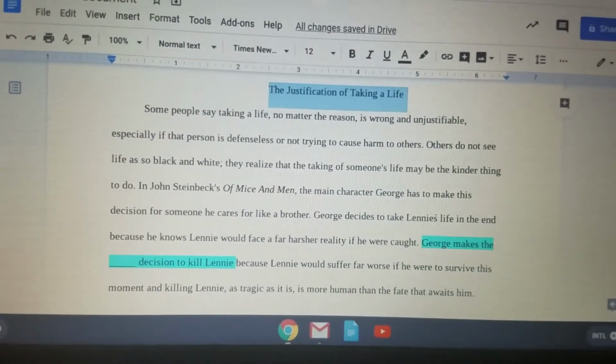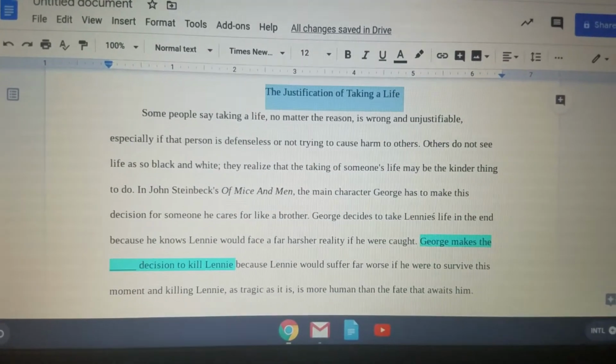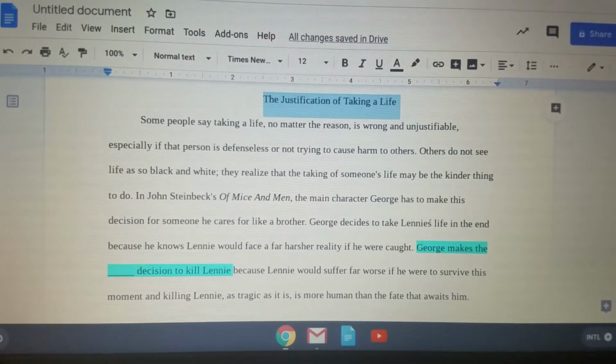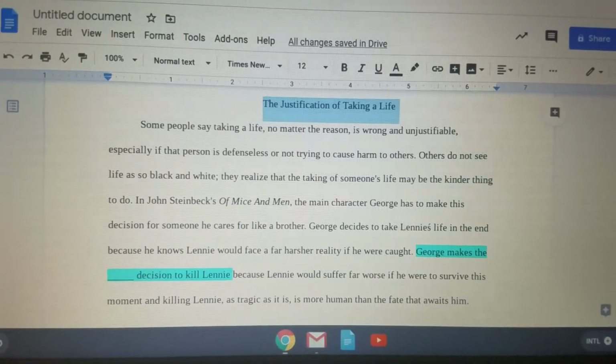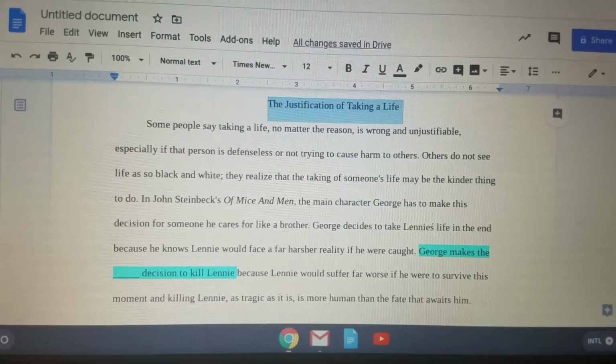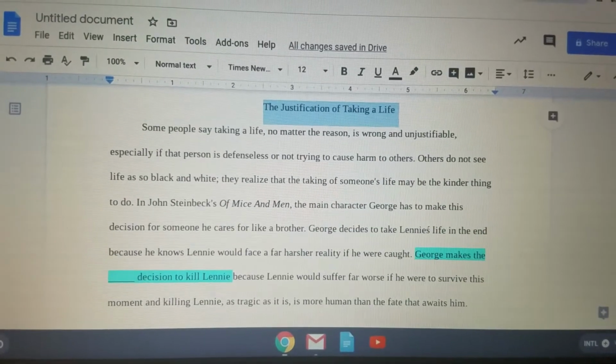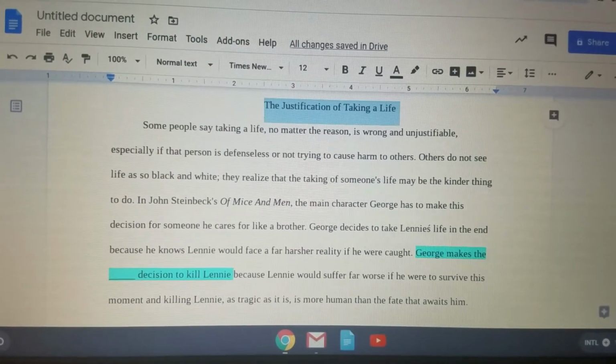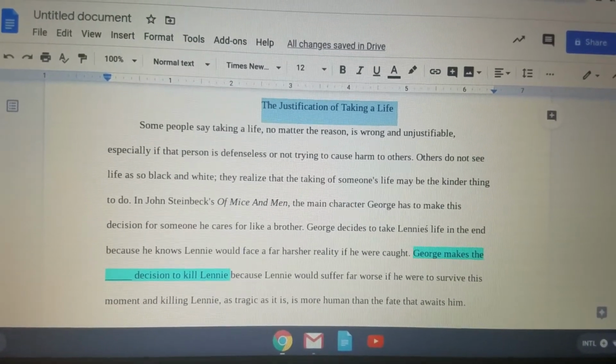And then you should have your thesis. So some people say taking a life, no matter the reason, is wrong and unjustifiable, especially if that person is defenseless or not trying to cause harm to others. Others do not see life as so black and white.